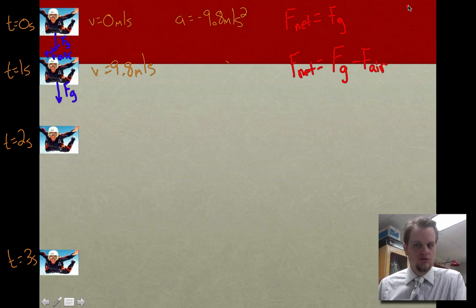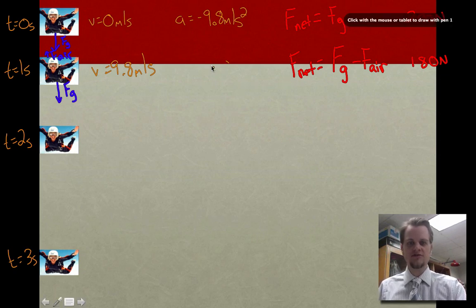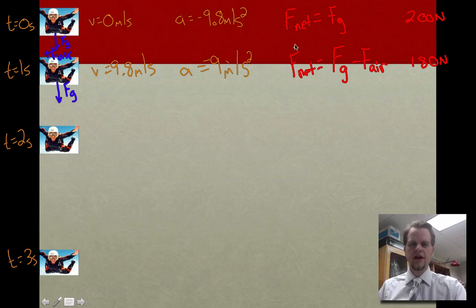So let's say here maybe it was 200 newtons. Down here it might be closer to, I don't know, 180 newtons. I'm just making those numbers up. They have no real mathematical purpose. But what you see is that there's a smaller net force, and if there's a smaller force, there's a smaller acceleration. Since it's very close, let's say probably only -9 meters per second squared. So it's a smaller acceleration.